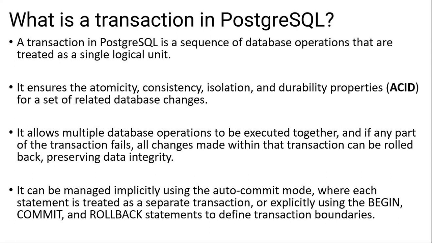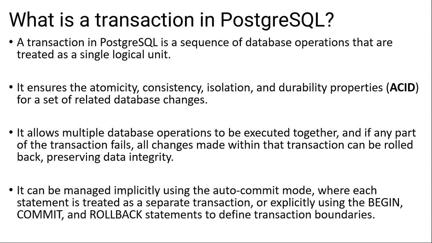So next question is, what is a transaction in Postgres, or what do you mean by transactions? Okay, so a transaction in Postgres is a sequence of database operations that are treated as a single logical unit. It ensures atomicity, consistency, isolation, durability, the ACID properties, for the set of related database changes.